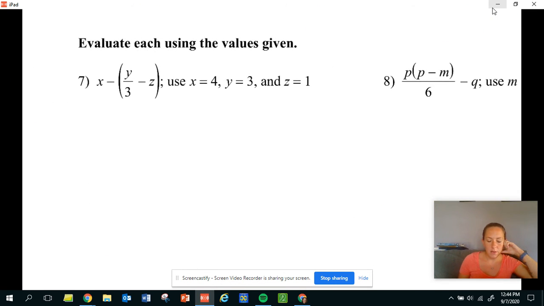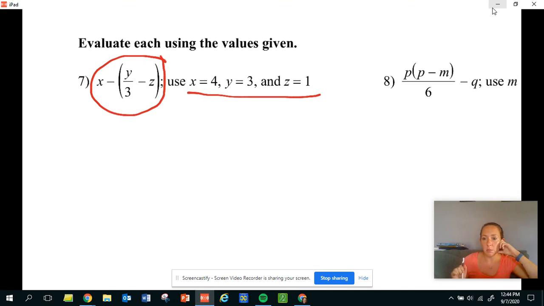So when you are evaluating, we have these variables and they stand in for specific numbers that we already know. So I'm just going to rewrite my expression, because remember, an expression does not have an equal sign. It's not an equation unless it has an equal sign. So I'm just going to rewrite this without any letters, and I'm going to plug in my numbers.